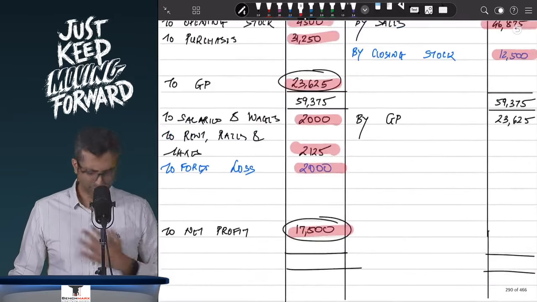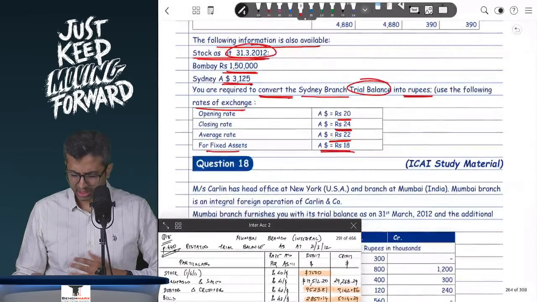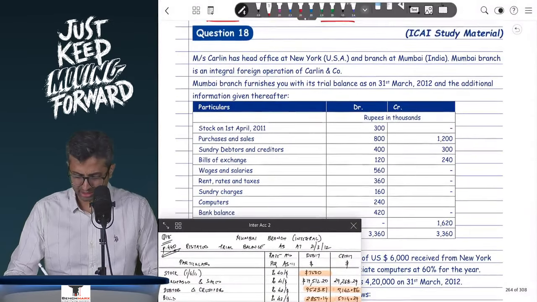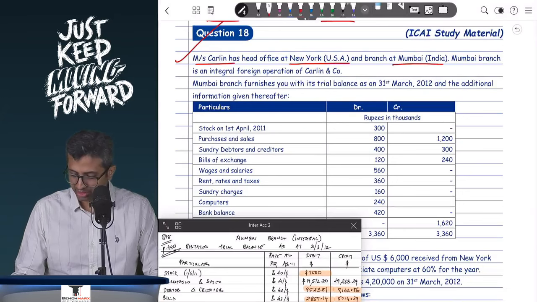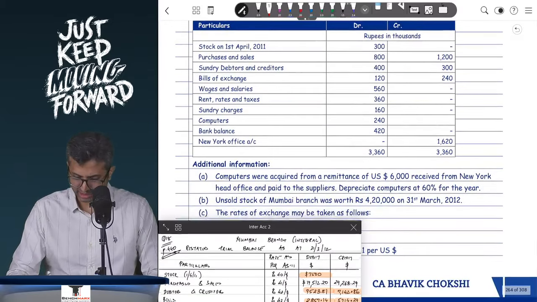Question number 16 is in front of you. The institute likes asking you questions like these. So you'll go to question number 18 next. Now Messrs. Carlin has head office in New York and branch in Mumbai. Mumbai is clearly given to you as an integral foreign operation of Carlin. Mumbai branch furnishes you with the trial balance on 31st March 12 and the additional information is given below, exactly the same type of data.